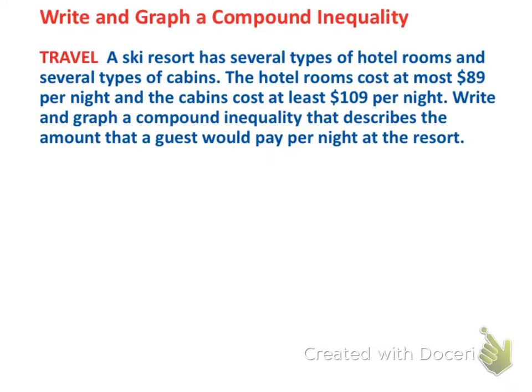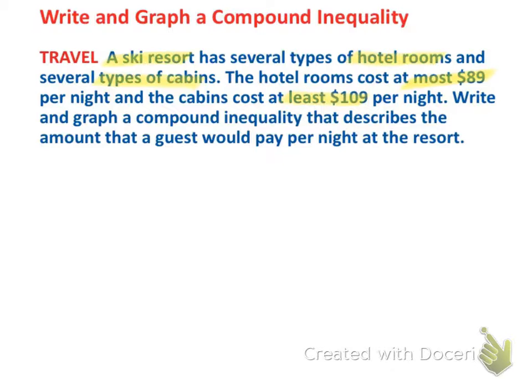All right. So what I want to do now is I want to show you some word problems so you can help to understand and connect why compound inequalities are important. So what we're going to do here is we're just going to write and graph a compound inequality for this word problem. It says a ski resort has several types of hotel rooms and several types of cabins. So we've got 2 types of things. The hotel rooms cost at most $89 per night, and the cabins cost at least $109 per night. Write and graph a compound inequality that describes the amount that a guest would pay per night at the resort.